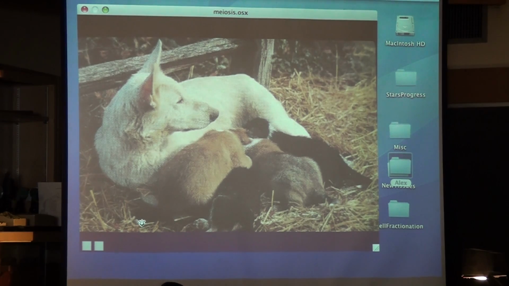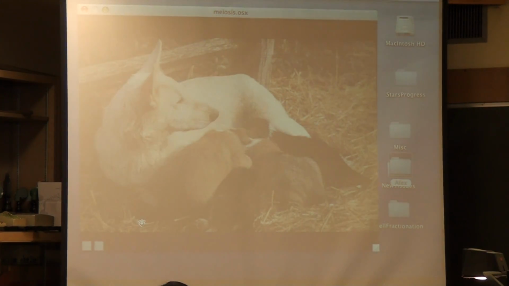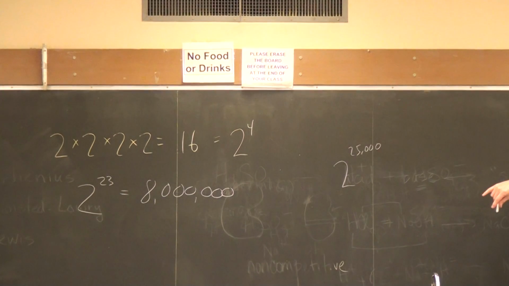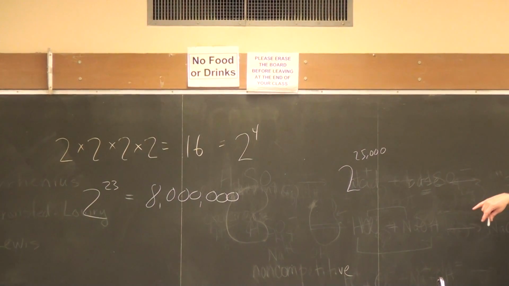So let's do one more mathematical exercise here. If we have 25,000 genes and each gene can assort independently of all the other ones, that means in any given sperm cell you might have your maternal or your paternal copy of that gene. You have 2 to the 25,000 possible sperm you could make, because each sperm could get a maternal copy of a gene or a paternal copy of a gene. And I don't know what that number is, but it's gigantic.